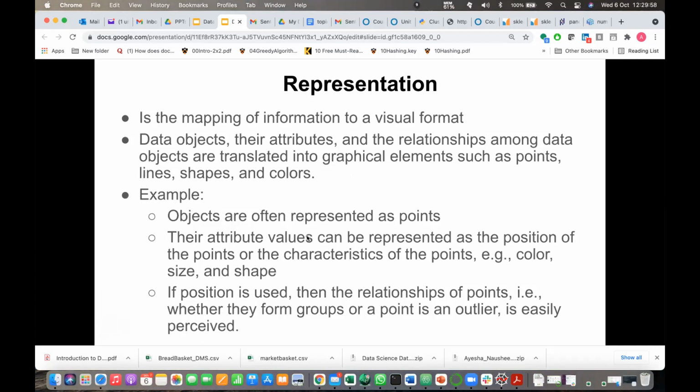For example, objects are often represented as points. Their attribute values can be represented as the position of the points or the characteristics of the points, for example color, size, and shape. So here we are showing temperature with color instead of numbers. High red means high temperature, blue means low temperature, and zero temperature.